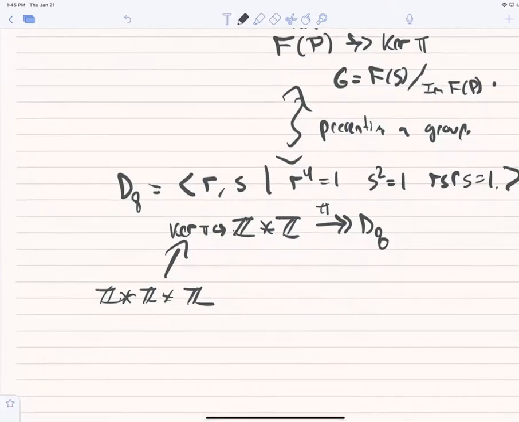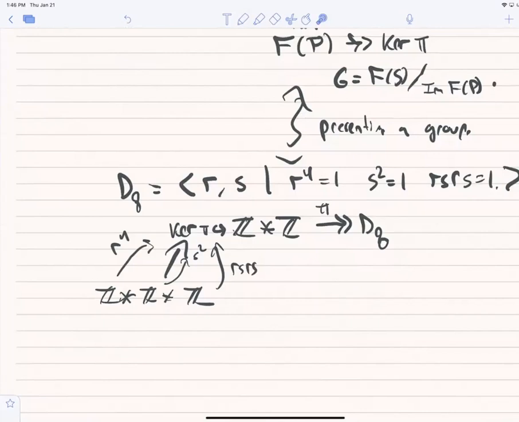And so this goes to R to the 4. This goes to S squared. This one goes to RS. That's where 1 in each of these factors is going.